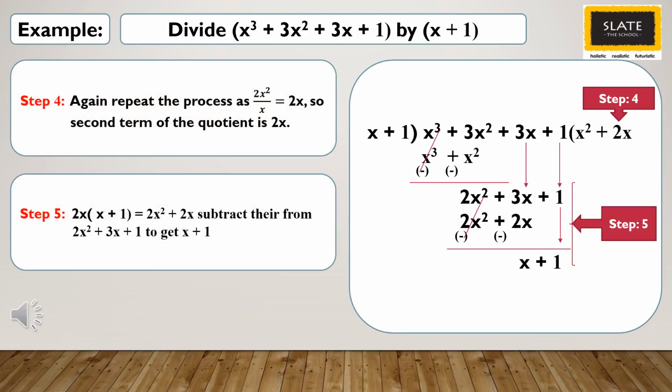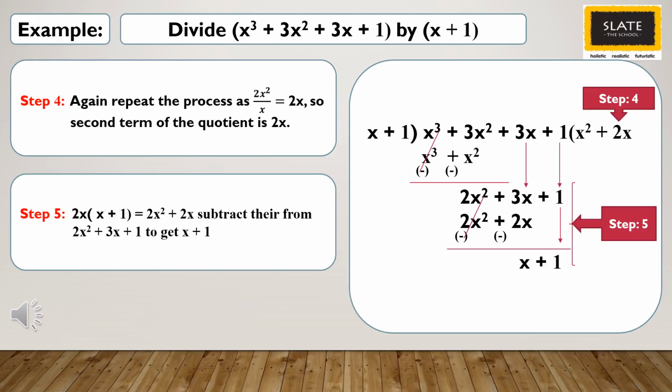Here first term of dividend is 2x square and first term of divisor is x. Divide 2x square with x, we get 2x. Now this 2x will become second term of quotient. Multiply divisor x plus 1 with 2x, then we get 2x square plus 2x. That is 2x into x is 2x square and 2x into plus 1 gives you plus 2x. Subtract this result 2x square plus 2x from 2x square plus 3x plus 1.